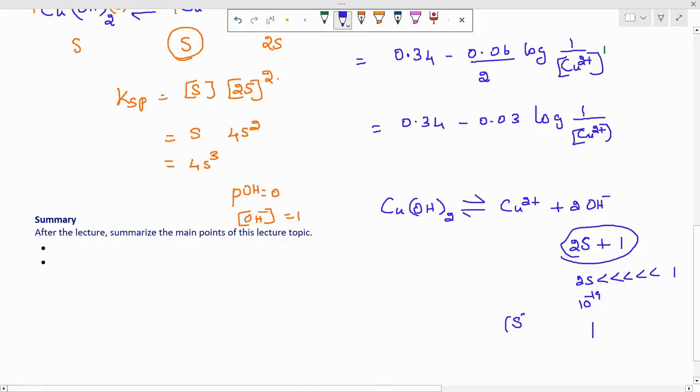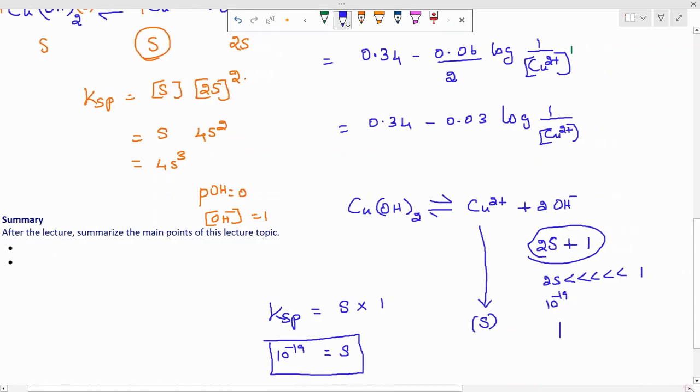And the new solubility we don't know. Ksp will be equal to S into 1 now. So now we can find out the solubility. That solubility means that is the Cu2+ concentration. Ksp is 10 to the power minus 19, so you can substitute this. So finally I found the Cu2+ concentration. I'm going to substitute that in our equation.